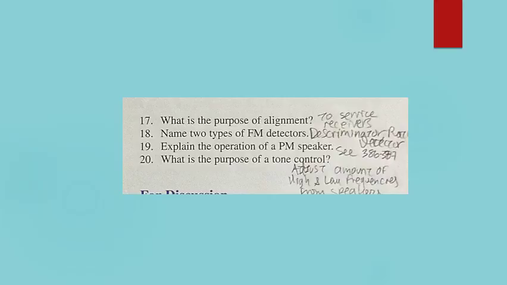Question 19, explain the operation of a PM speaker. For a PM speaker, a strong magnetic field is produced between the poles of a fixed permanent magnet. A small voice coil is hung in the air gap, and it is attached to the speaker cone. The audio alternating currents are joined to the voice coil. The action between the fixed field and the moving field causes the voice coil to move back and forth. This motion also causes the speaker cone to move back and forth. The air pressure in the form of sound energy changes back and forth from highest to lowest pressure. That is the basic operation of a PM speaker.